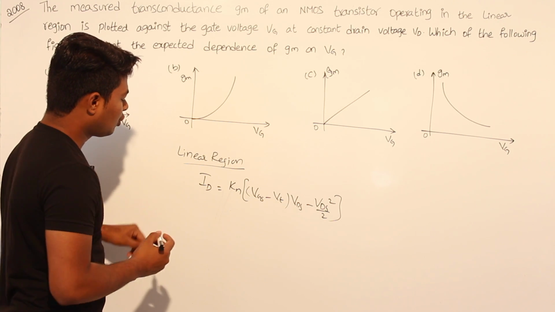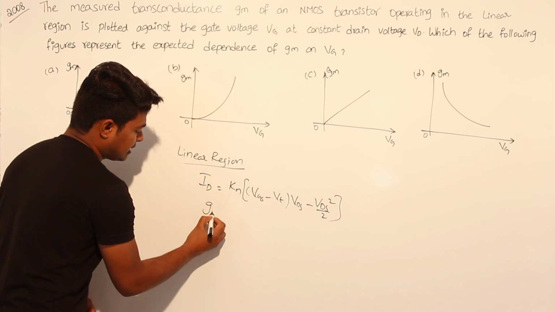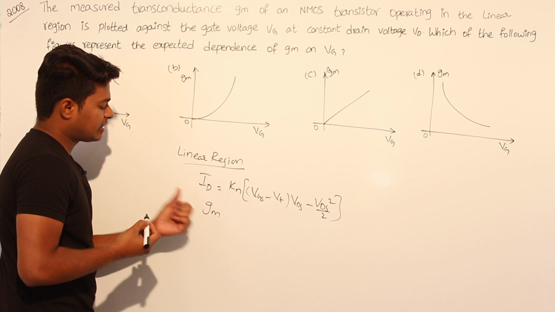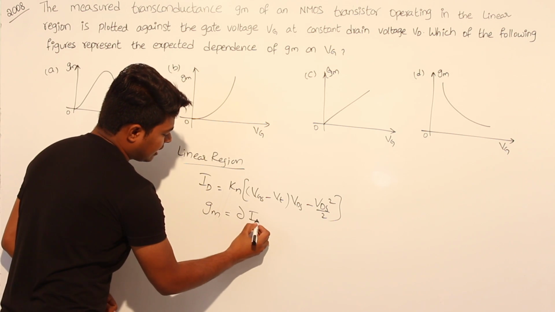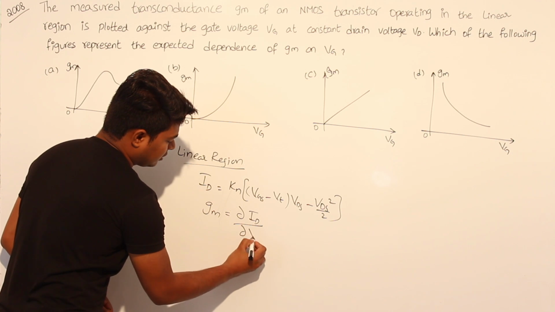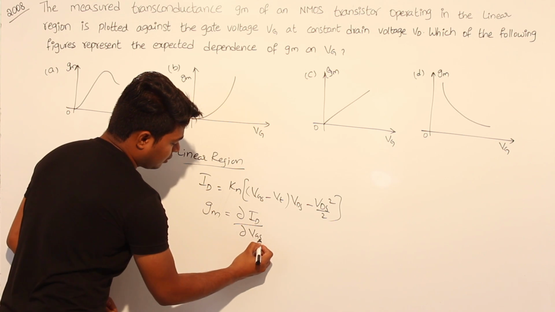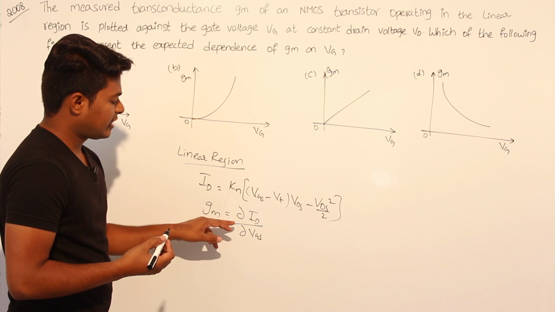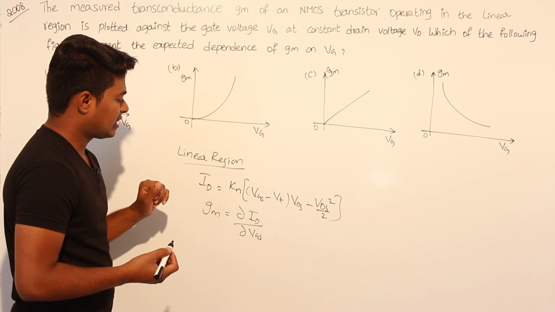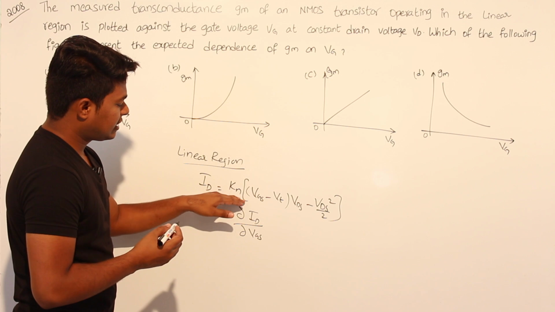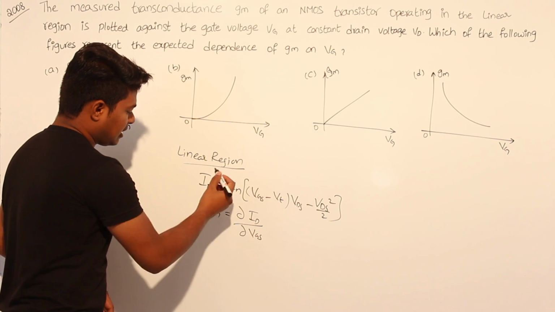Now how to find the transconductance: transconductance is given by the equation GM. It is nothing but differentiation of drain current with respect to VGS. This we have known. Transconductance is given by differentiation of this drain current with respect to VGS. We will get the transconductance. Now differentiate this equation with respect to VGS.